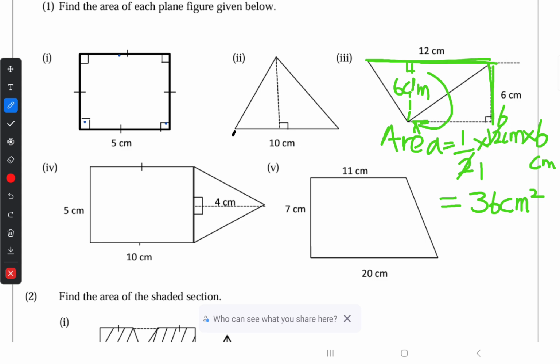This is not one figure. There are two different shapes. Two different figures created a composite figure. We have to find the area of this composite figure. Here you have to think of each component individually. This is a rectangle and this is a triangle.